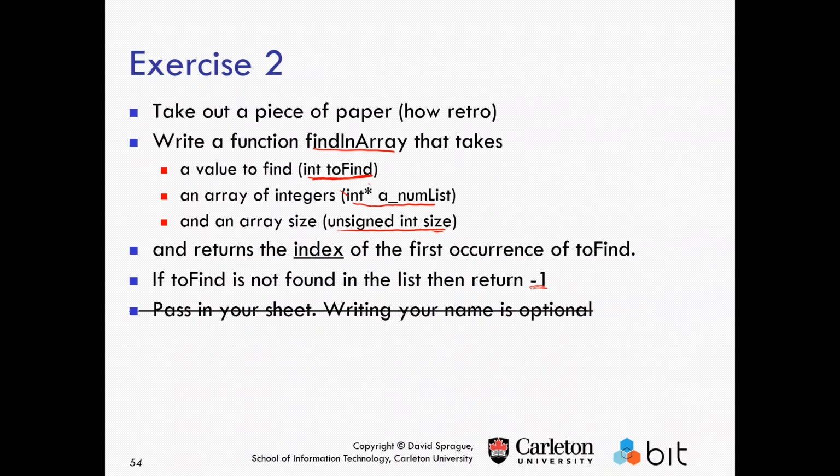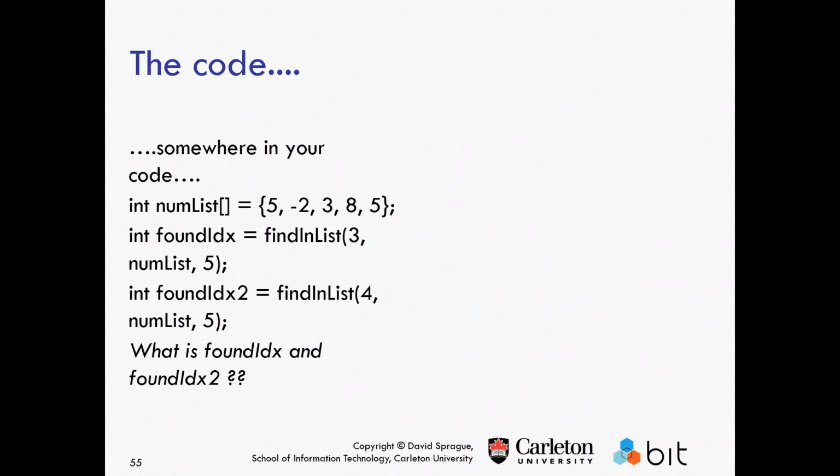Okay, so hopefully we're back. Hopefully you actually did it. Let's look at this function. Here is how my code could look. Here I'm making an array called numList, a very original name, that takes in 5 values: 5, -2, 3, 8, and 5. I'm then going to call find in list. I'm going to look for the value 3, and here's my passing in the array, and the size of my array, 5. I'm then going to call find in list for 4, which is something that's not in my array. The value 4 is nowhere in here. Here's numList, here's the size of my array. So what would I expect find index to be when it stops? And what would I expect find index 2 to be when it stops?